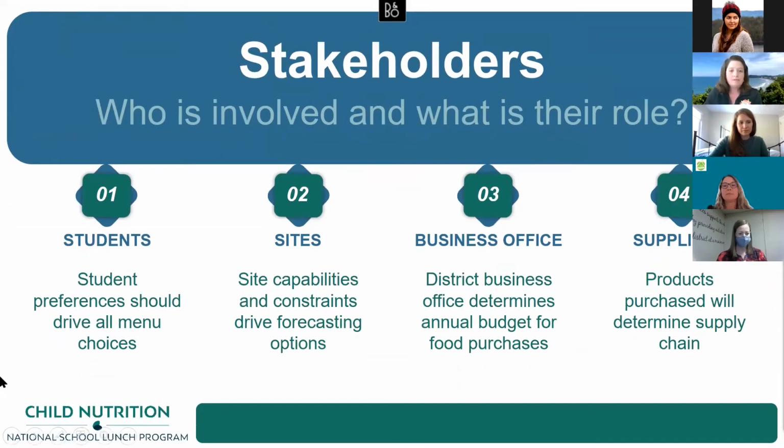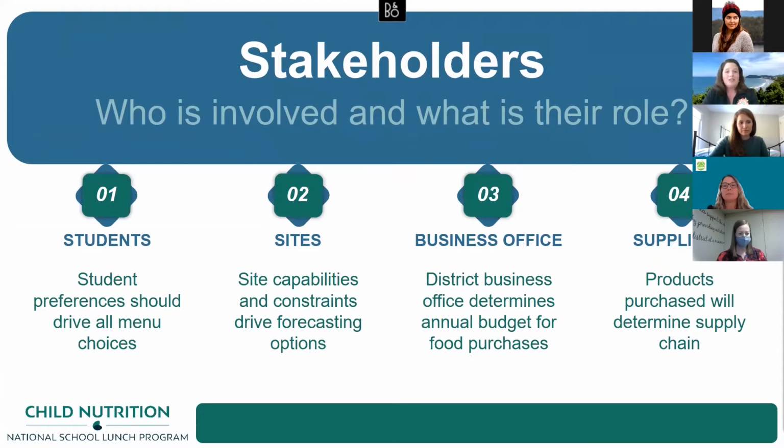Stakeholders. So if we look at stakeholders, who are these people? It's who's involved and what is their role. Every one of these impacts how you look at what you need to do as far as forecasting or your program. So number one is students. Student preference should drive all menu choices.